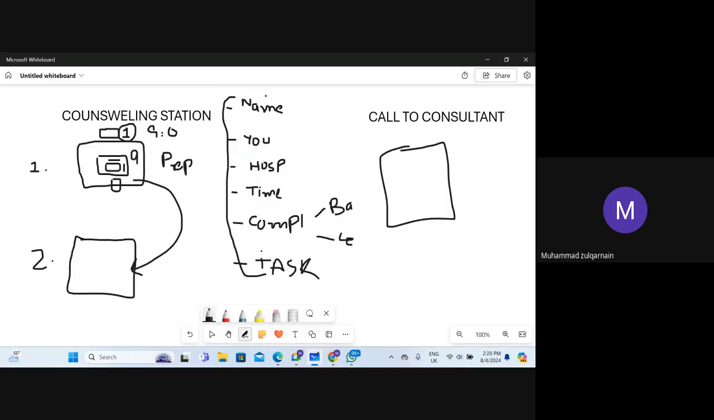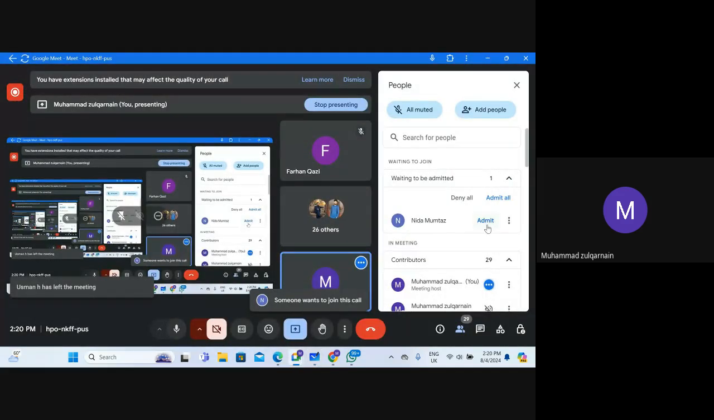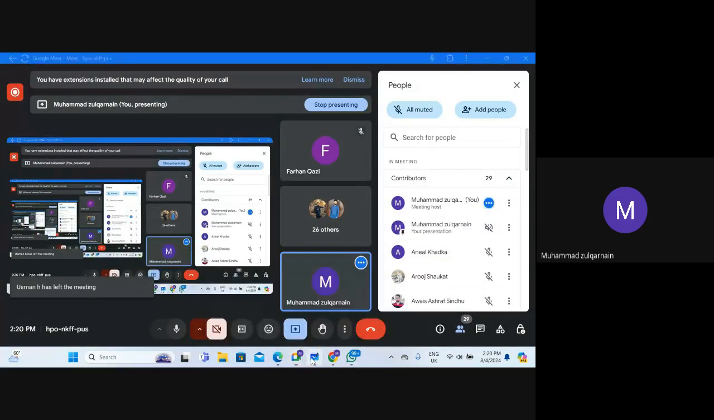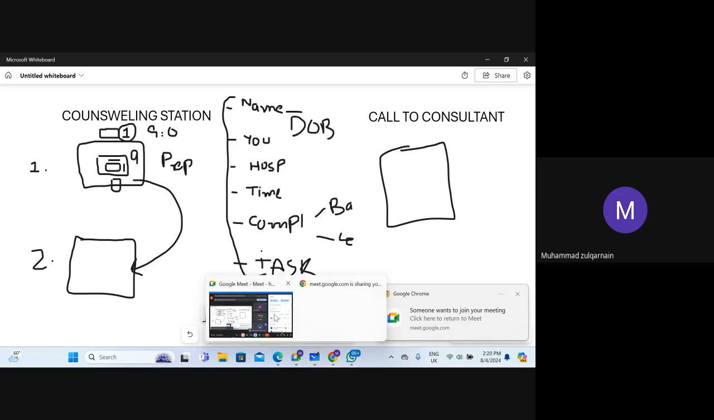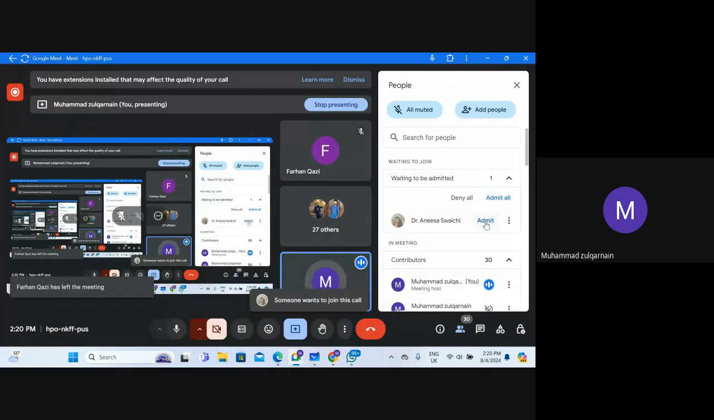There will be given patient's name, confirm that, patient date of birth, patient hospital name, what is the time, and what is the complaint of the patient. This scenario might be there on this file or might not be. It is different every time. So what you have to do, take your notes very carefully.